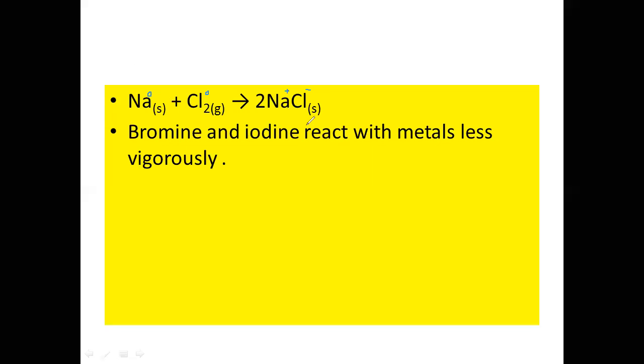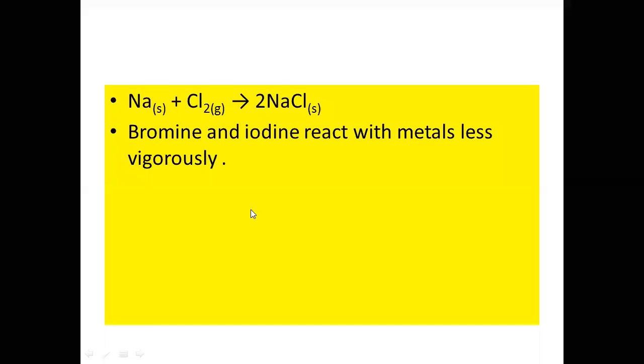So as it undergoes reduction, then it will act as an oxidizing agent. That's why they say that the halogens act as an oxidizing agent, because they reduce themselves and will act as an oxidizing agent.